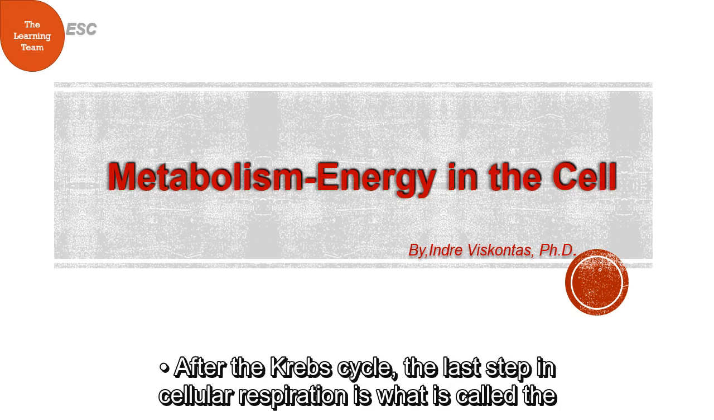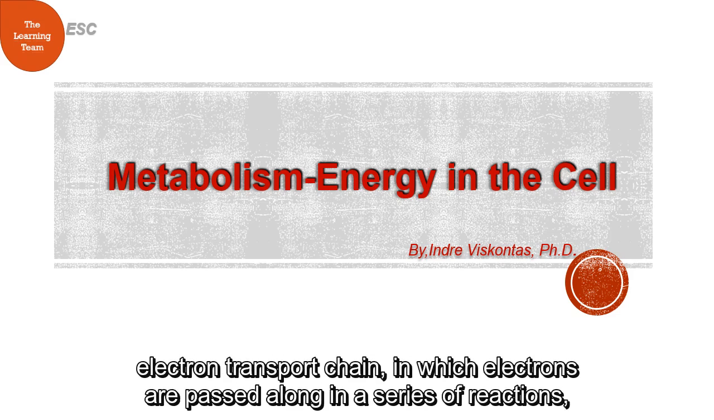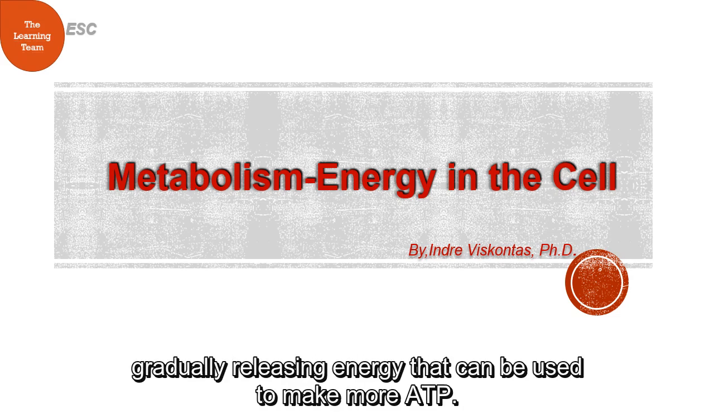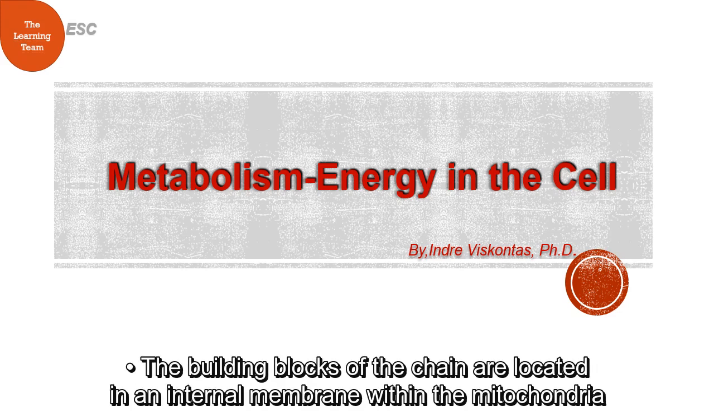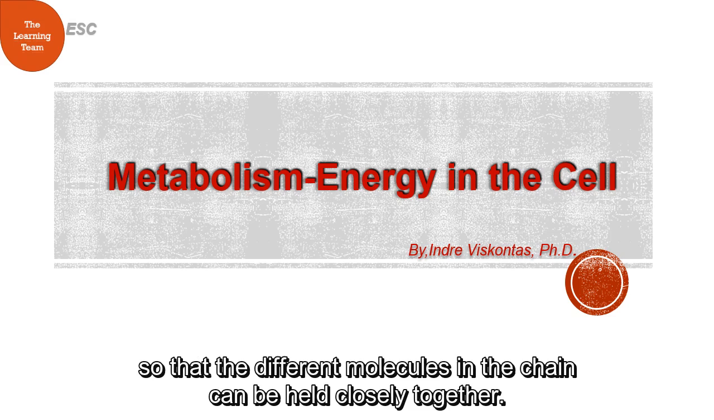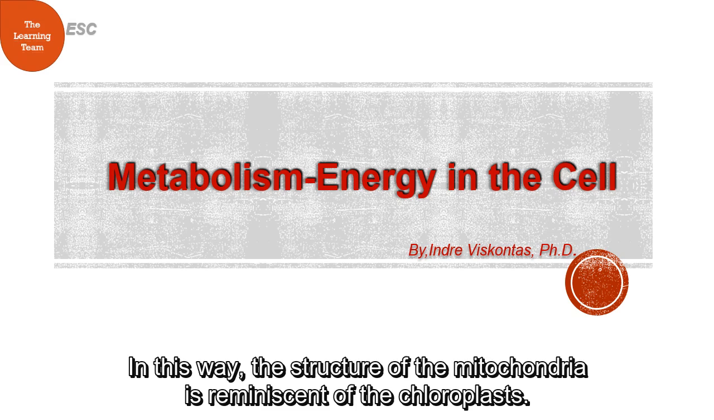After the Krebs cycle, the last step in cellular respiration is what is called the electron transport chain, in which electrons are passed along in a series of reactions, gradually releasing energy that can be used to make more ATP. The building blocks of the chain are located in an internal membrane within the mitochondria so that the different molecules in the chain can be held closely together. In this way, the structure of the mitochondria is reminiscent of the chloroplasts.